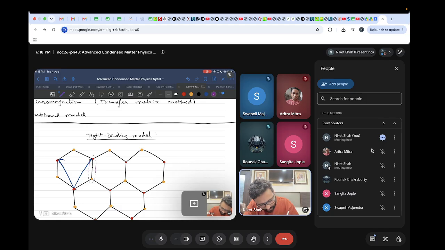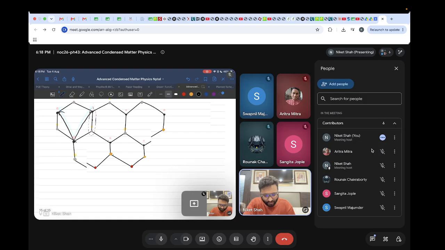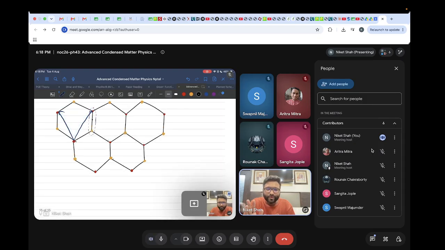Okay, yes, this is my unit cell, and I want to consider all the hoppings from the red atom and the yellow atom. I hope you understand why I have taken this as the unit cell, because there are two different kinds of atoms. So you have studied in the tight binding model that when you have a unit cell which contains two different kinds of atoms, this is how you have to deal with it.